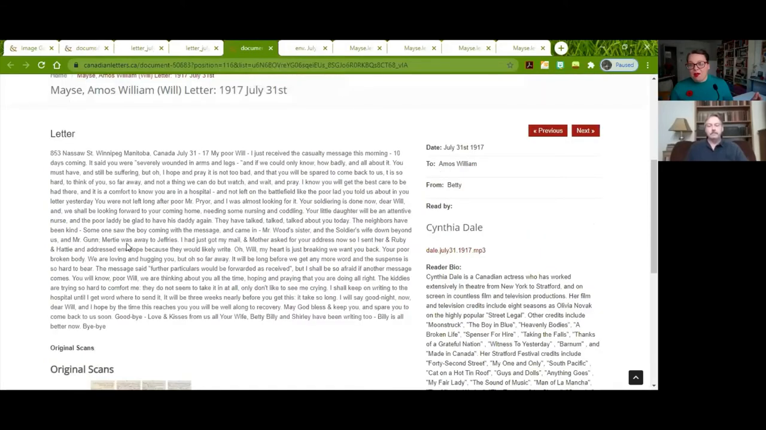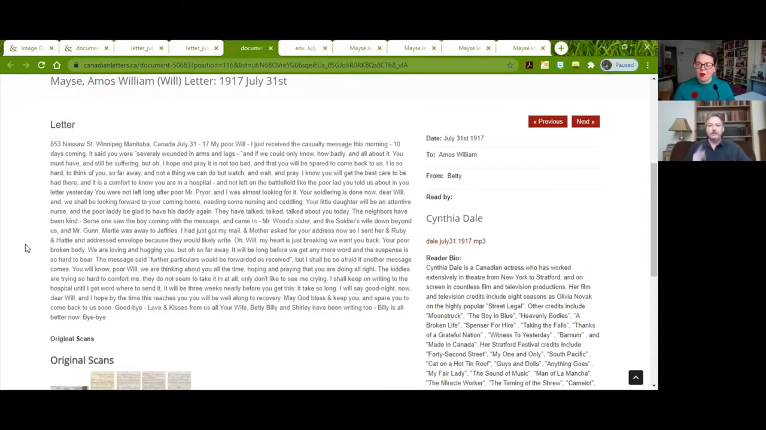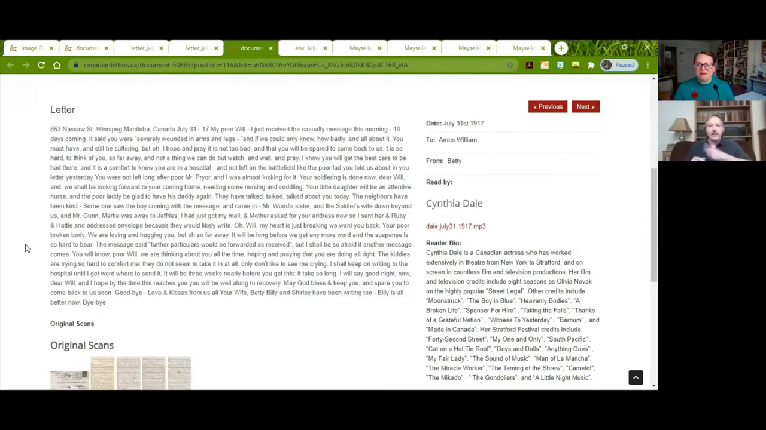I love this line here that said, your little daughter will be an attentive nurse and she'll be happy that her daddy is home again. Because these are children, they're not babies, which I think is such an interesting element to this particular interaction. There's other letters in the collection where he writes specifically to his children, and he does little drawings of daddy with his mustache, little pen and ink drawings for his children. So it's very sweet, that connection.